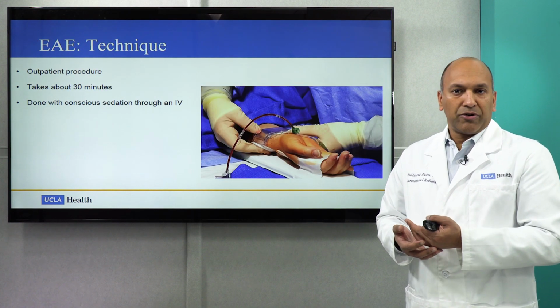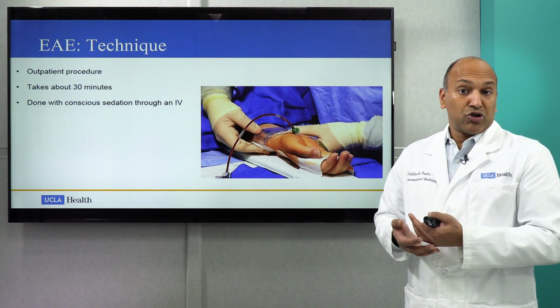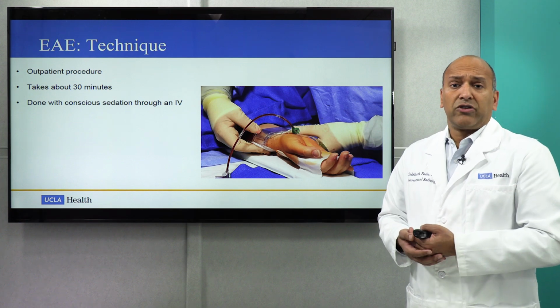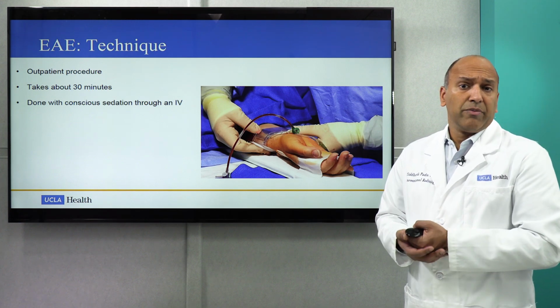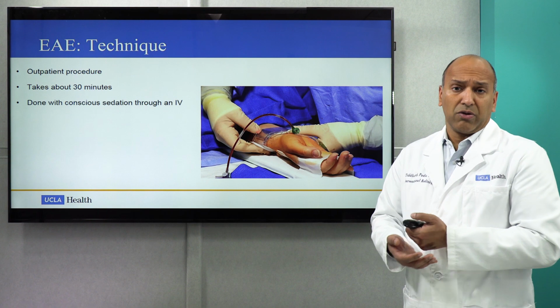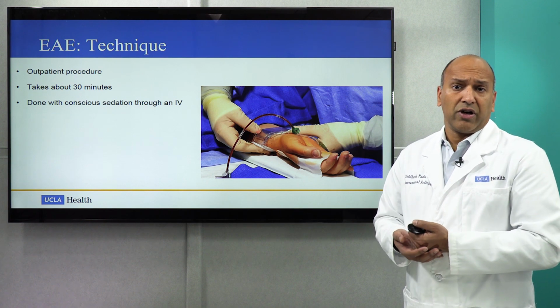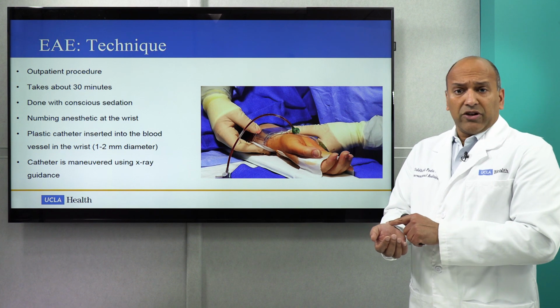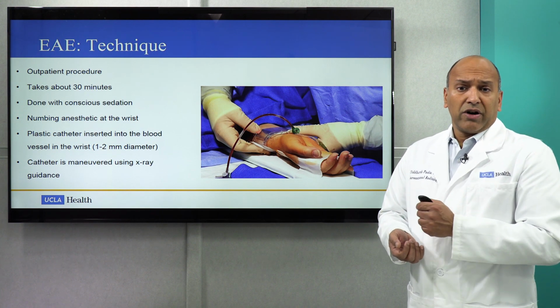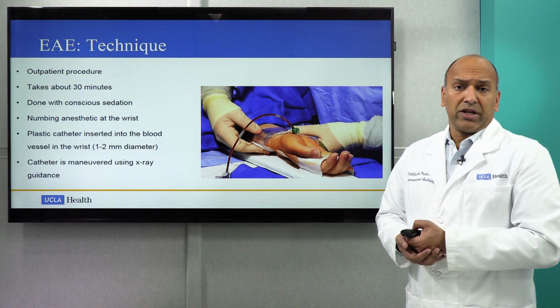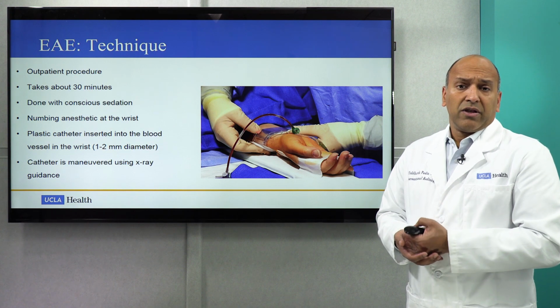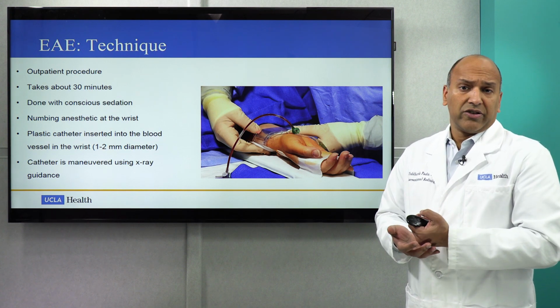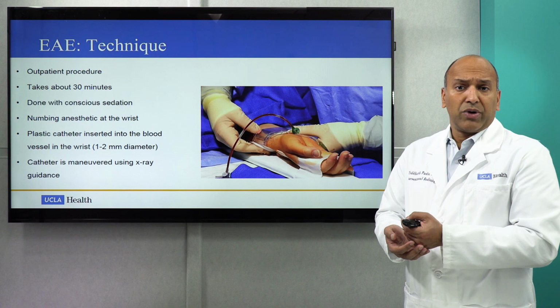It's an outpatient procedure. It takes about 20 to 30 minutes. It can be done either with a light amount of sedation or even just with a local anesthetic, as the procedure itself is pretty much painless. We place a numbing anesthetic at the wrist, and we put a very small catheter in the artery in the wrist, the radial artery.